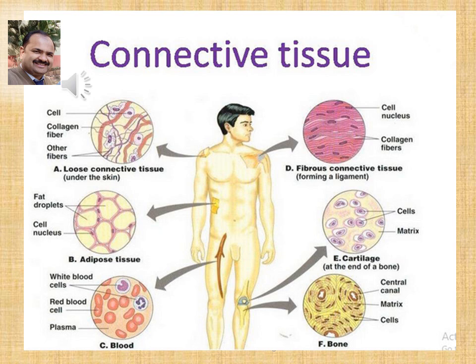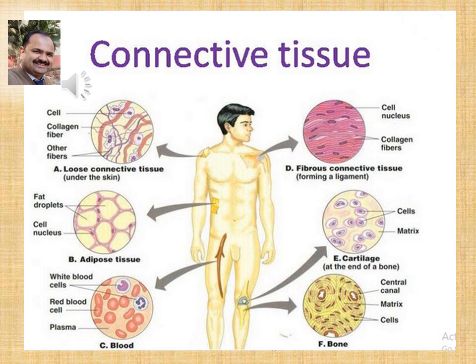The next type is adipose tissues. These are oval, round cells filled with fat globules. The cells are called adipocytes. It is found in the subcutaneous layer below the skin, around the heart, brain and below the eyeballs. This tissue, that is adipose tissue, acts as an insulator and prevents loss of heat from the body.